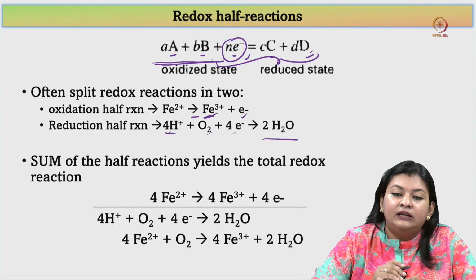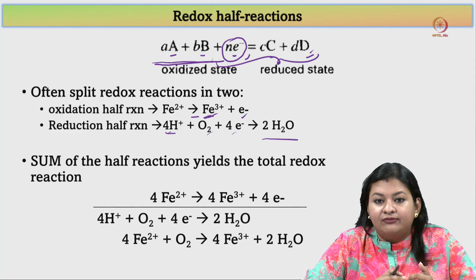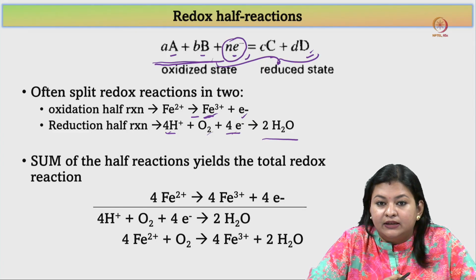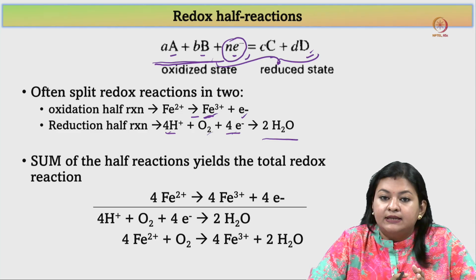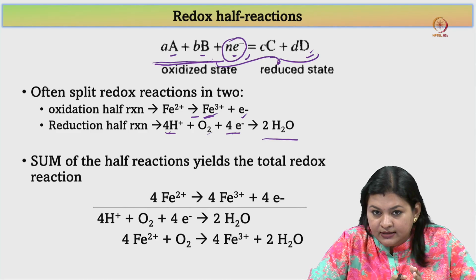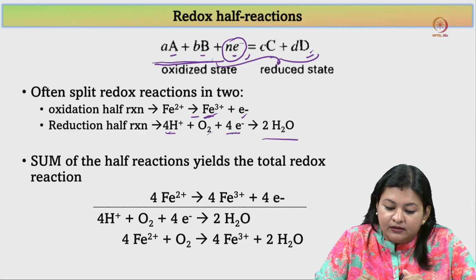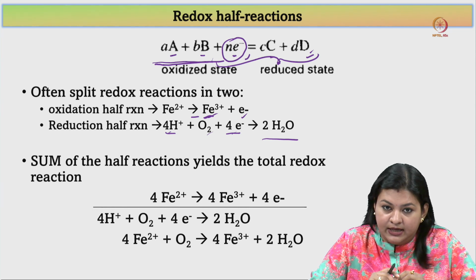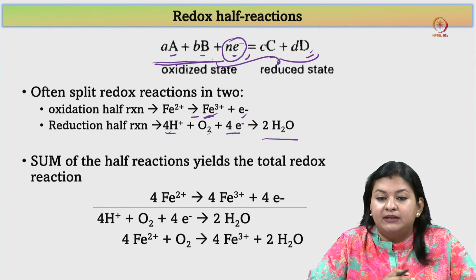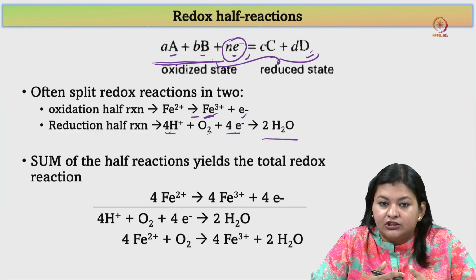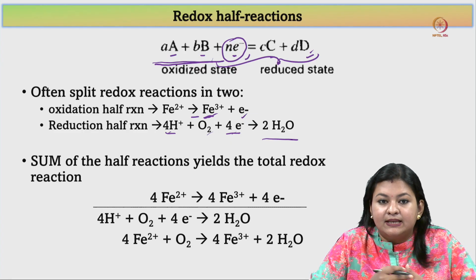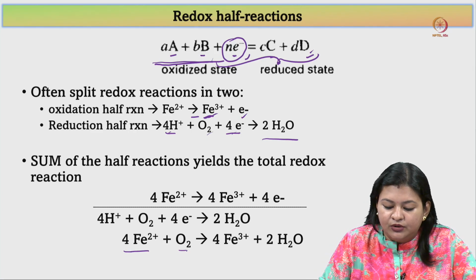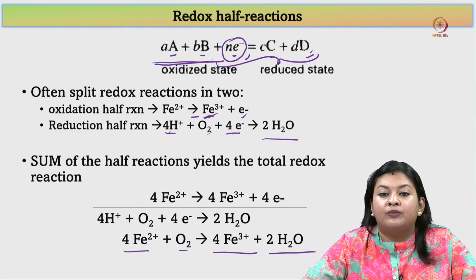Here H plus is getting reduced. In this half of the reaction, electrons are on the reactant side; they are getting absorbed, taken up by the H plus ions, and forming water. So, this is the reduction half of the reaction. Now, if we sum the reduction half and the oxidation half, we find that 4 Fe2 plus, 1 O2 will give 4 Fe3 plus, 2 H2O.